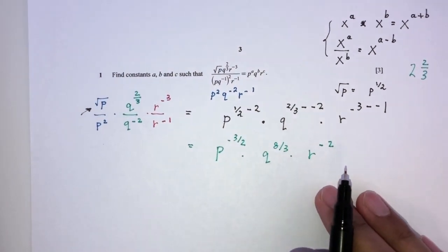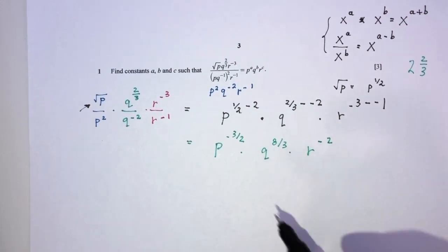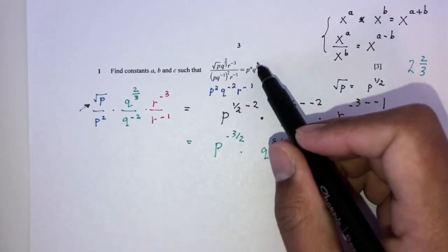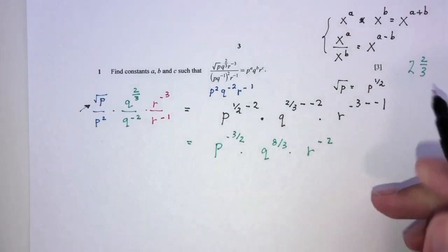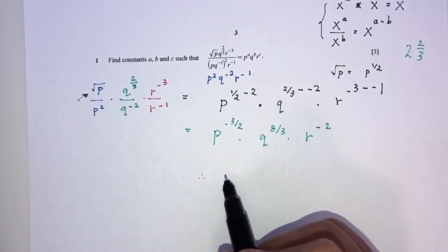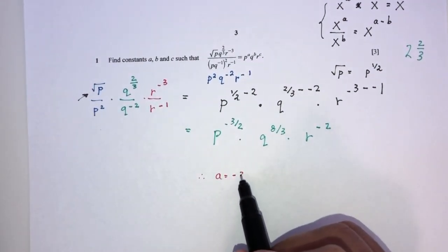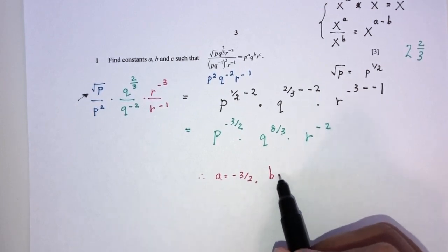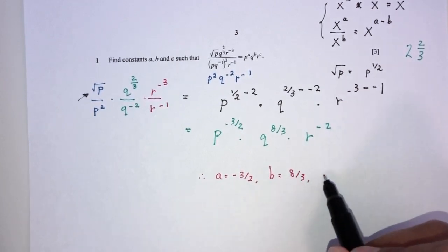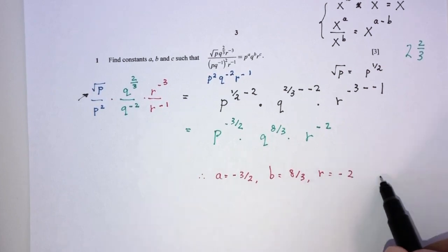But we have to provide the values of a, b, and c. So a is this one, b is this one, and c is this one. You can write this down if you want to. a will be minus 3 over 2, b will be 8 over 3, and c will be the value of minus 2.